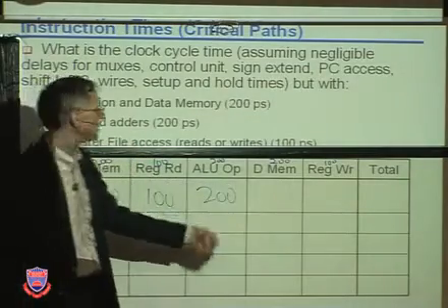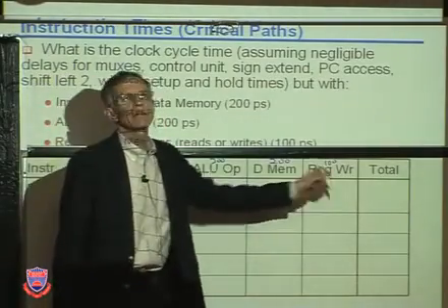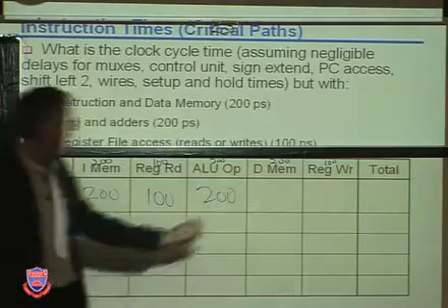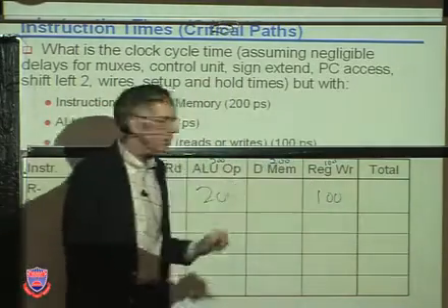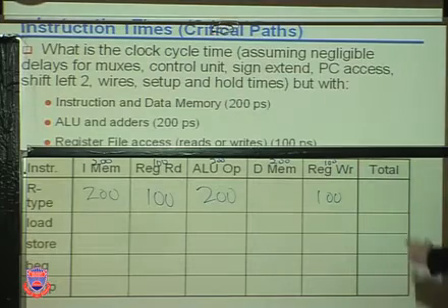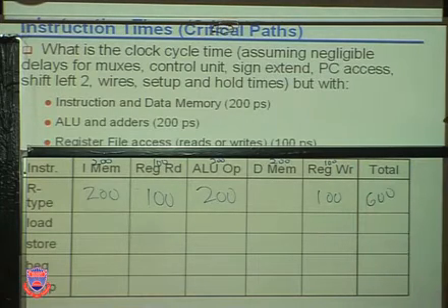It's not a load or a store. Do we write anything back to the register file? Yeah, we do. So there's another 100. So we both read from register and we write back to register. So the grand total for those would be 600 picoseconds in order to do an ALU instruction, if you could have a clock just long enough for ALU.